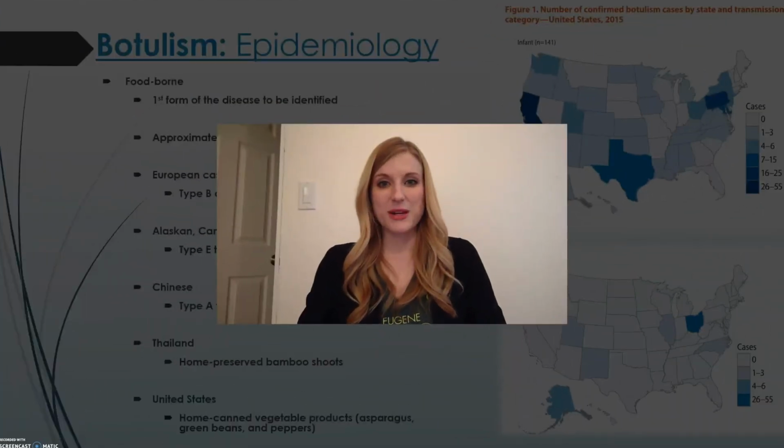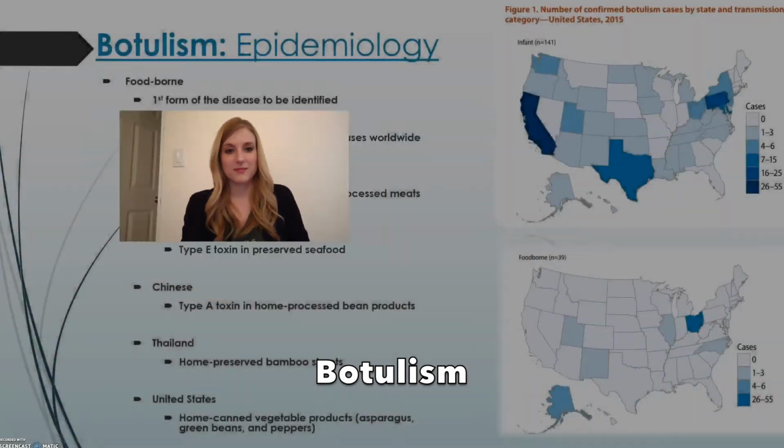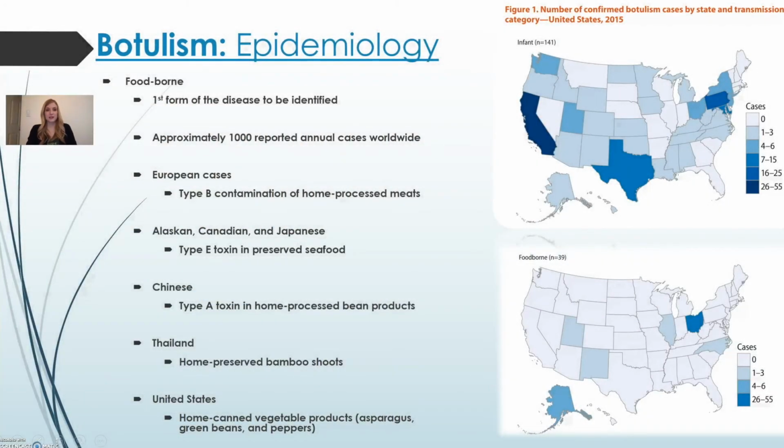Hi, my name is Cherie, and I'm going to give you some additional information about botulism. The foodborne variety of the disease was the first form to be identified, and there are approximately 1,000 reported annual cases of botulism worldwide.